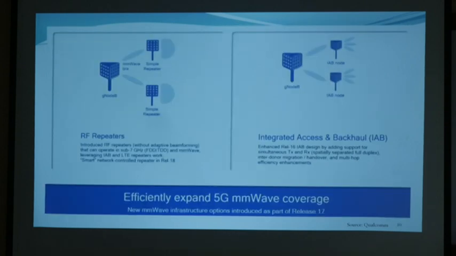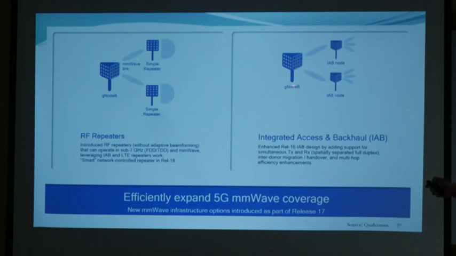Okay, so this is the integrated access and backhaul I mentioned. Millimeter wave frequency cannot travel very far. It can go up to 200 meters only. So Release 16 introduced IAB, called integrated access and backhaul. What is happening is it's like relay nodes.